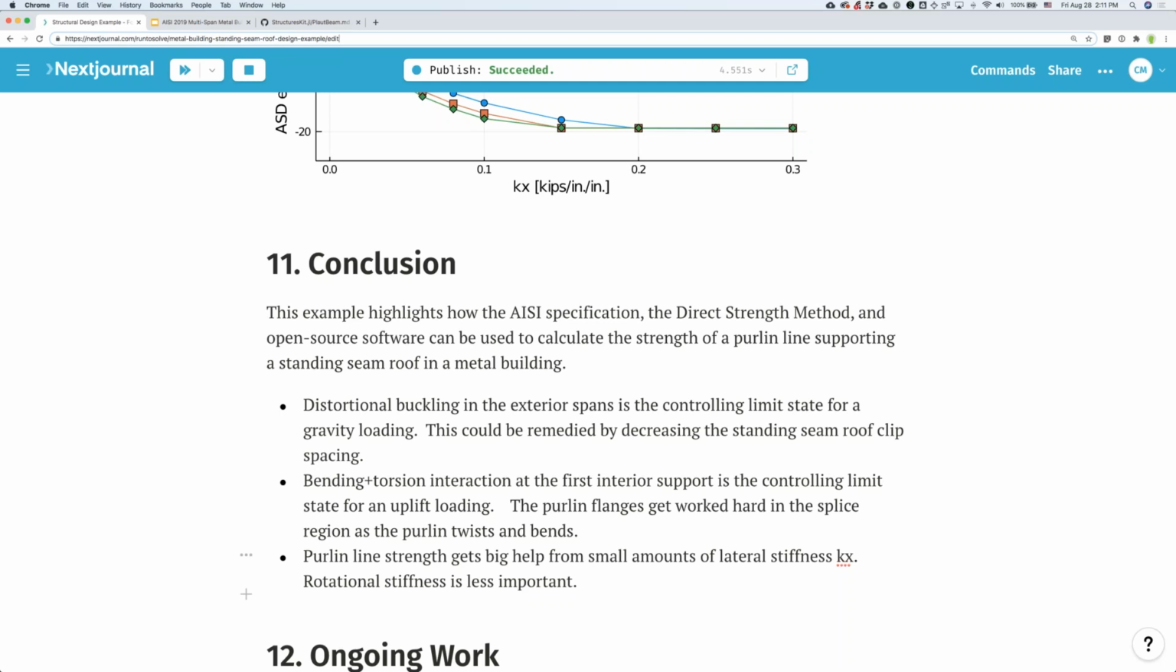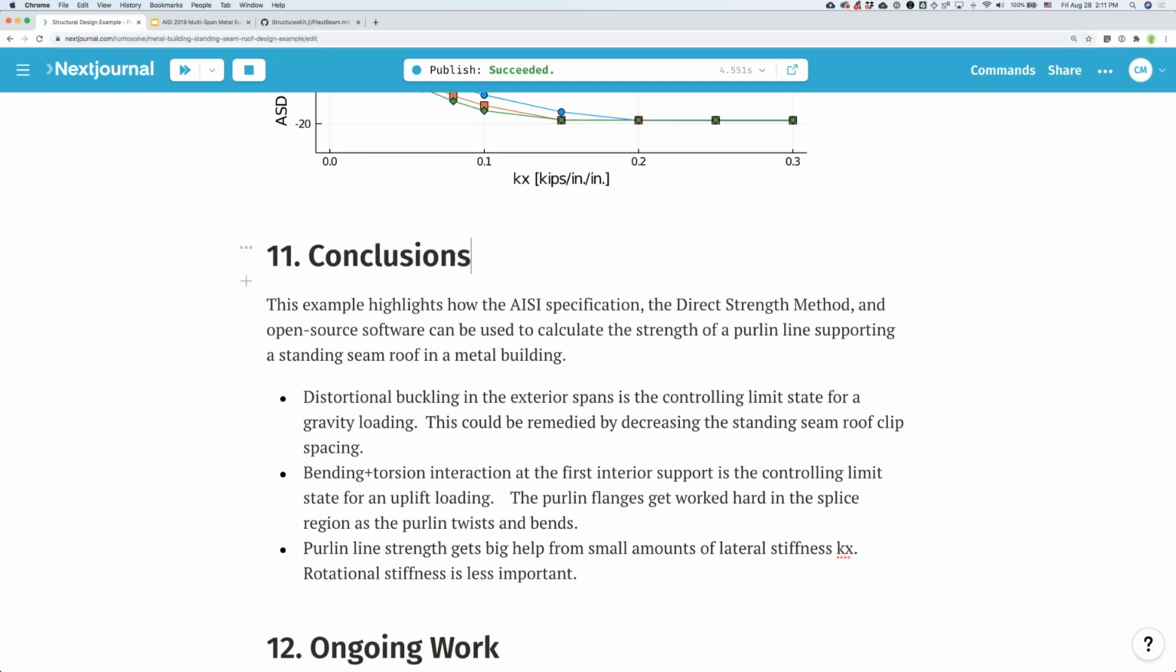I wrote some conclusions. Maybe I should put an S on this. Yeah, I can do that.